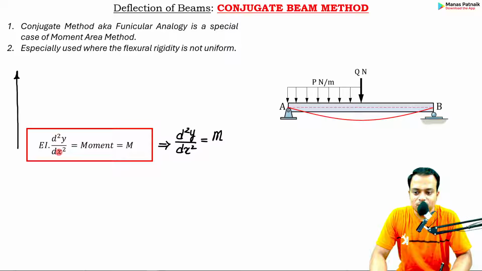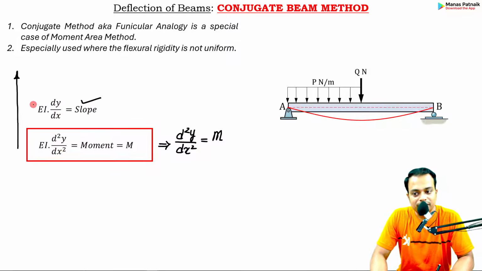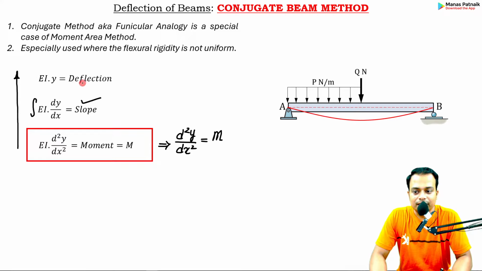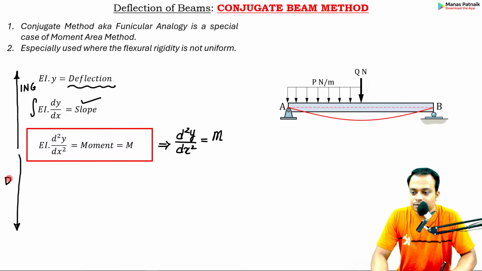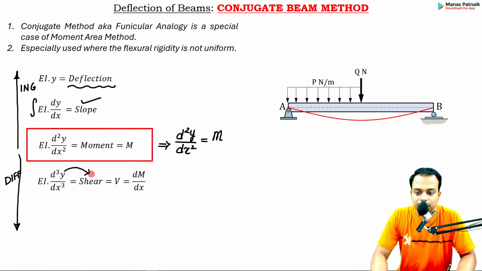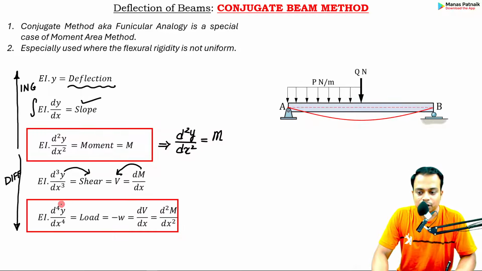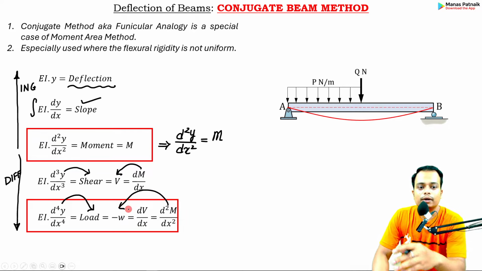I'll get EI dy/dx, which takes me to slope. If I integrate this again, I'll get EIy, which takes me to deflection. That means integration of this expression leads to slope and finally to deflection. However, if you differentiate it, you get an entirely different set of parameters. EI d³y/dx³ will take you to the shear force. Remember, if you differentiate moment, you get the shear force. If you differentiate it again, what you get is the load.